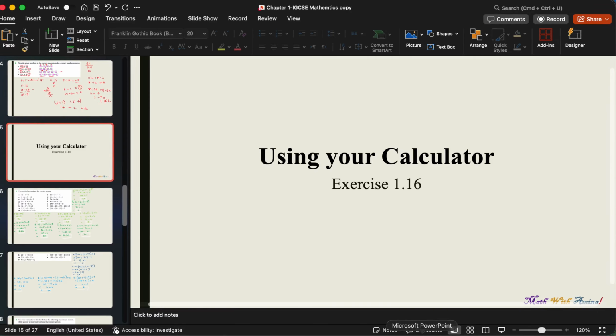So we are starting with yet another exercise, 1.16, and in this exercise we will be practicing with questions using the calculator. In the previous exercises we practiced the order of operations by solving calculations without a calculator and showing each step of the working. In this exercise we will apply the same rules while using the calculator. So the aim is to become familiar with entering calculations correctly and using the calculator more efficiently.